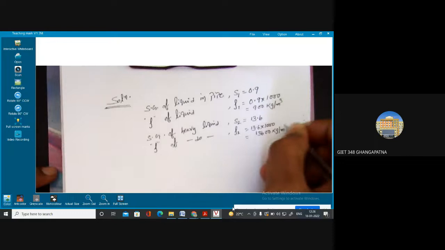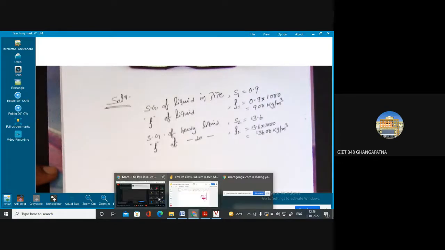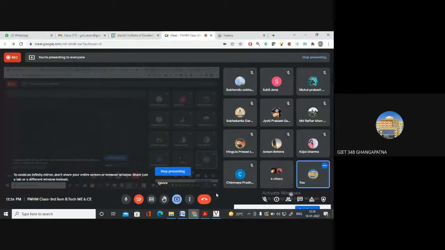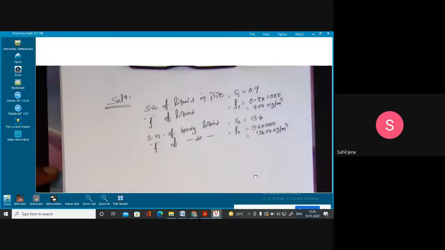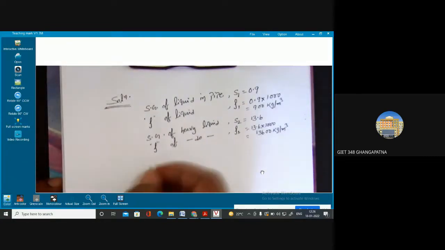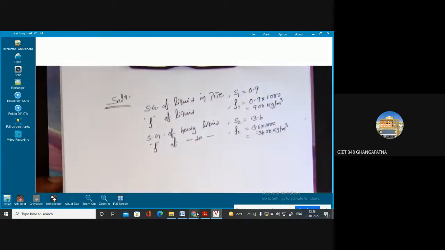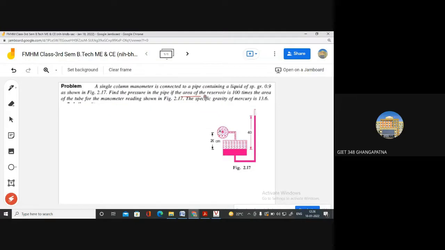136.00 kg per meter cube. Got it? Yes, sir. Next, what more was given in the question? Area. Yes or no? The area of the reservoir is 100 times the area of the tube. Again, you see, the area of the reservoir is 100 times the area of the tube. This data is given to you.